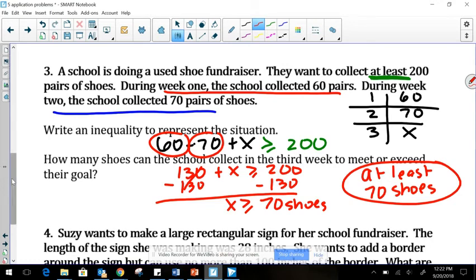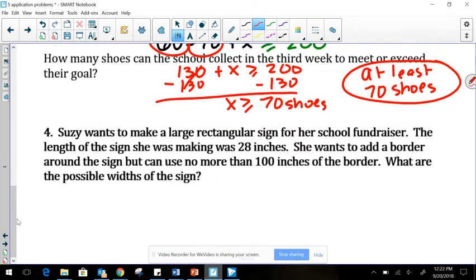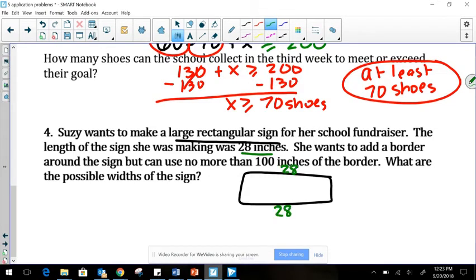All right, number 4, last one. Susie wants to make a large rectangular sign for a school fundraiser. As soon as I see large rectangular sign, I'm going to draw a large rectangle. So the length she's saying is 28 inches. So I'll put 28 here and 28 across because those two are equal. She wants to add a border around the sign, but can use no more than 100 inches. So she wants to, like, say, put ribbon around this whole thing, but it can't be any more than 100 inches long. So what are the possible widths of the sign?